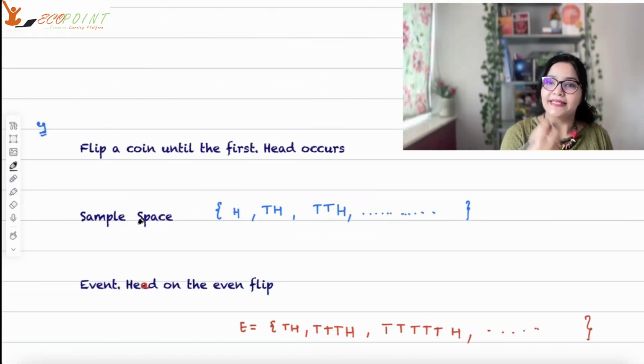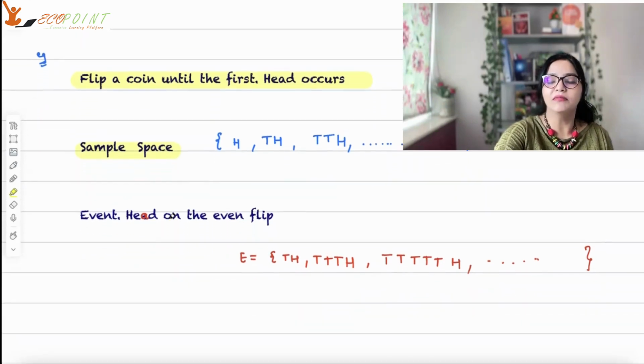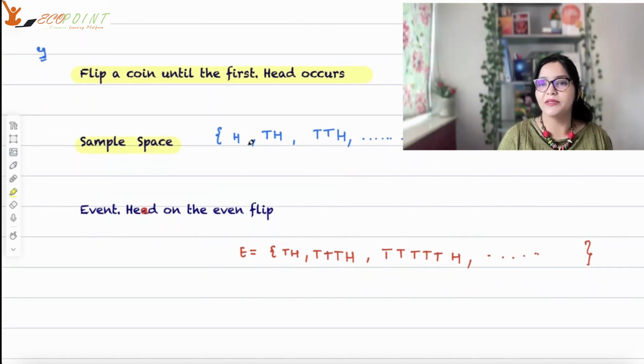Sometimes your sample space is finite, but sometimes your sample space might be infinite. For example, we took here flip a coin until first head occurs. Now, in this situation, the sample space will be starting with head. That is the possibility that on my first flip, I get head. Then it could be the case that I get heads the second time, then third, then fourth, and so on and so forth. You don't know where to stop. Maybe it keeps on going on and on and on. So therefore, sometimes it can so happen that your sample space consists of infinitely many entries.